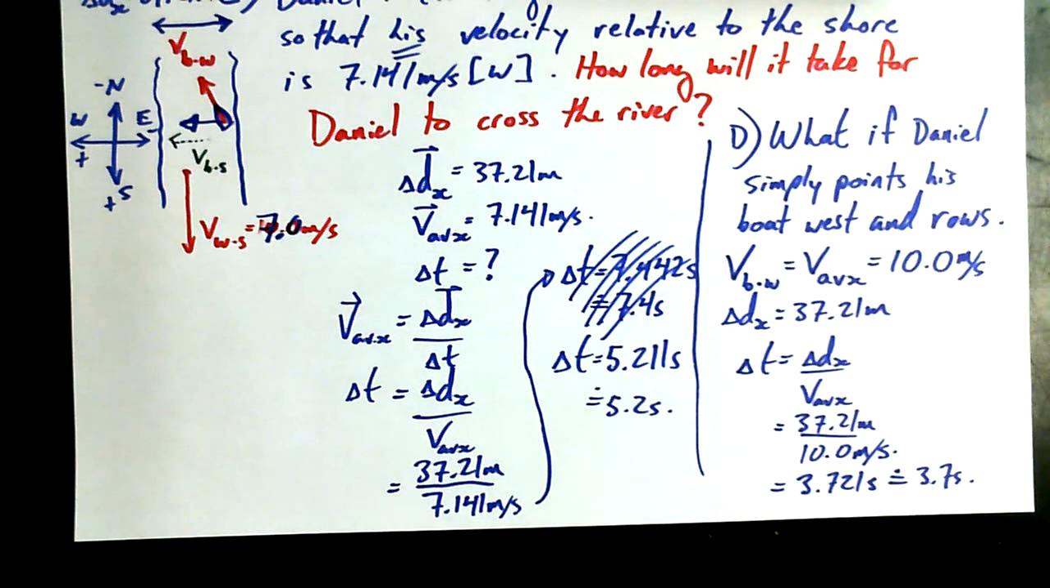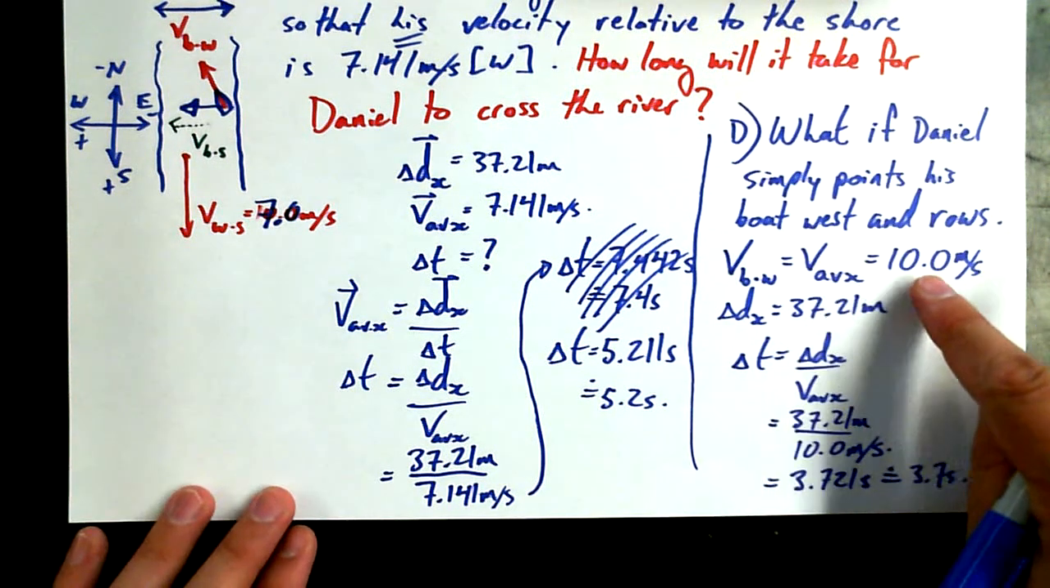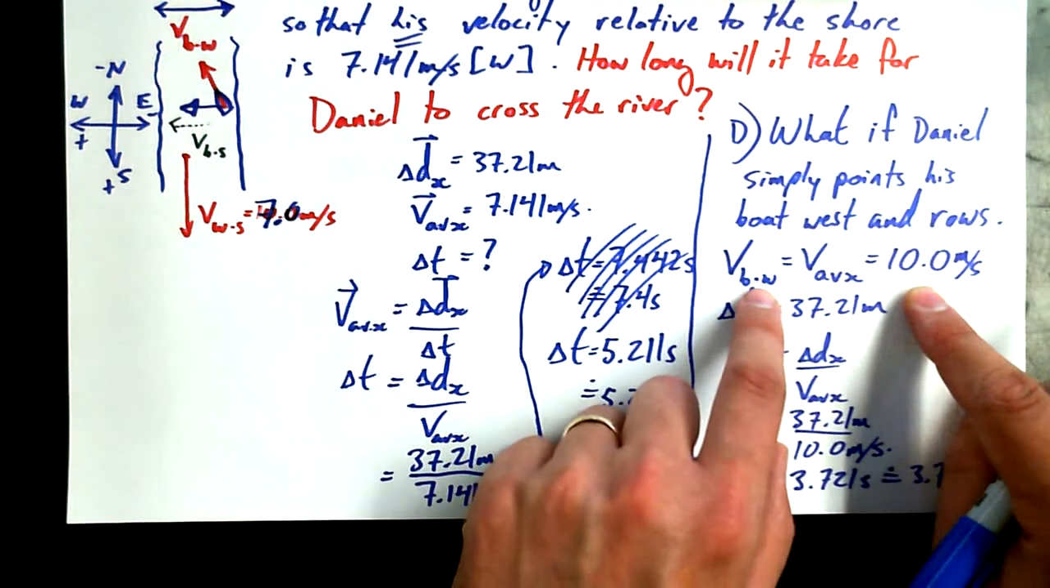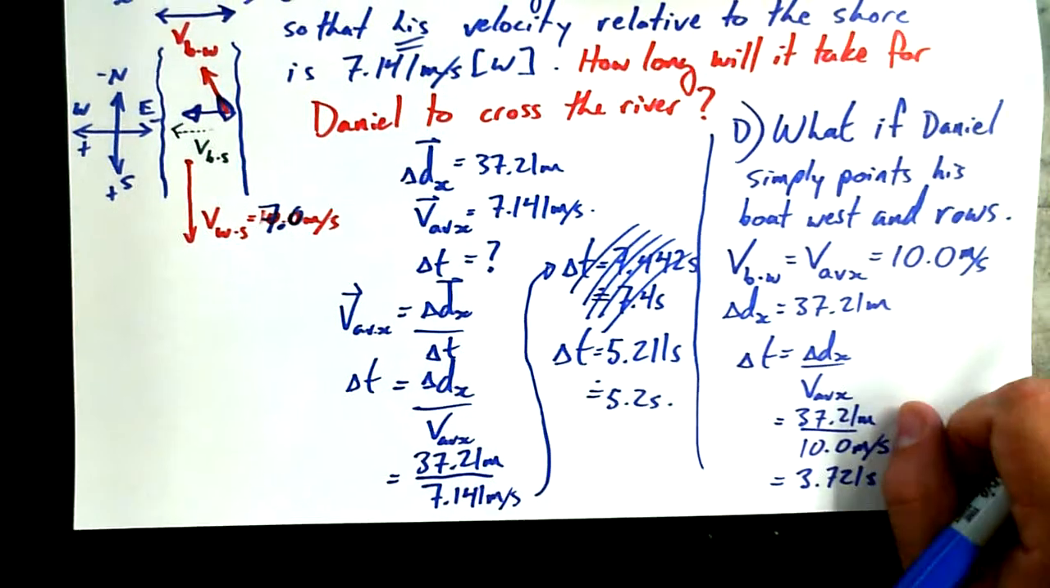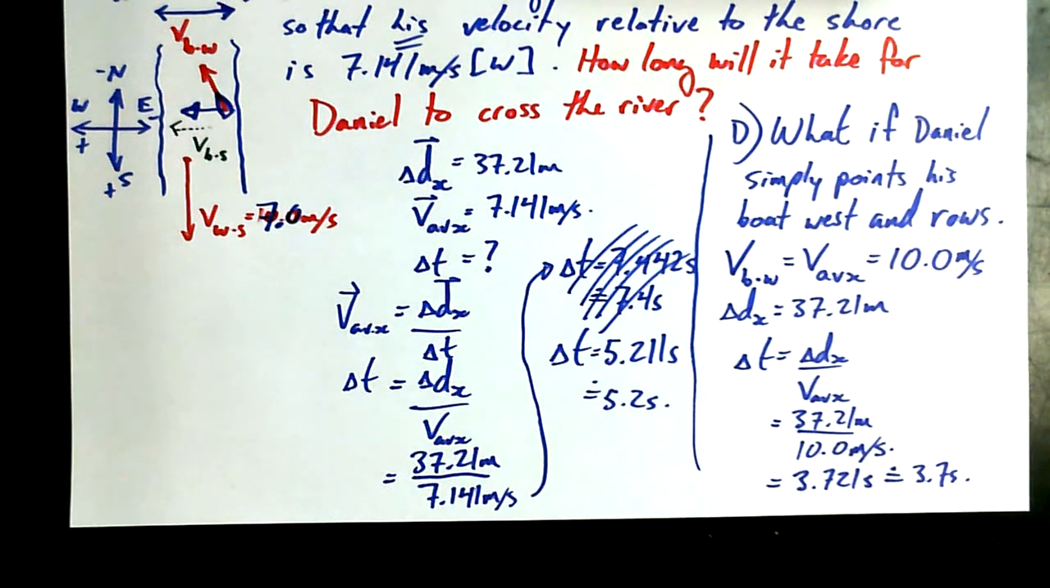What's this beside the V average x? What's equal to 10 meters per second? Oh, that's how fast the boat's capable of going in the x direction if the boat's pointed straight west. It should be like another equal side down. Yeah, I was just trying to fit it into this corner of the page.